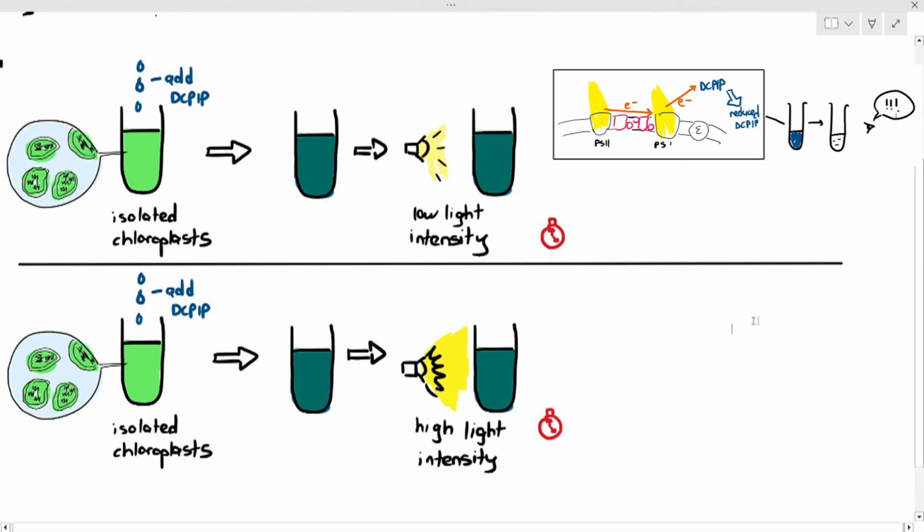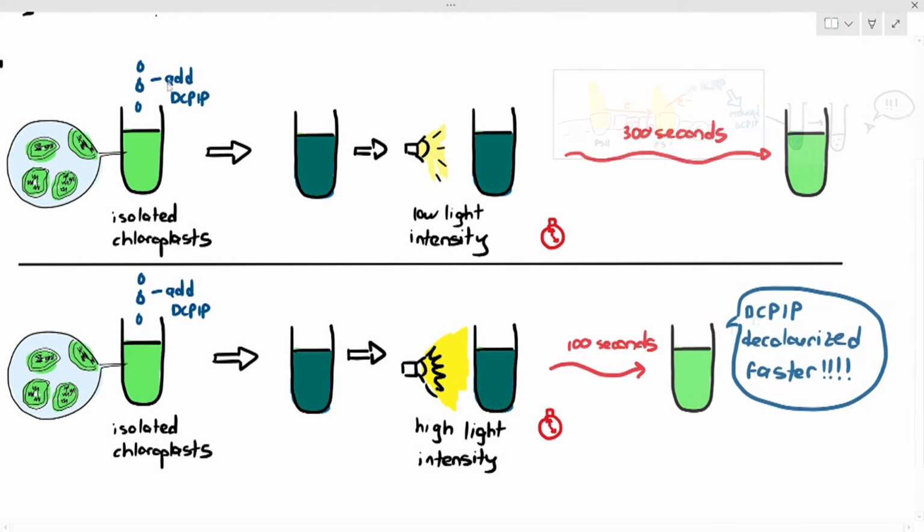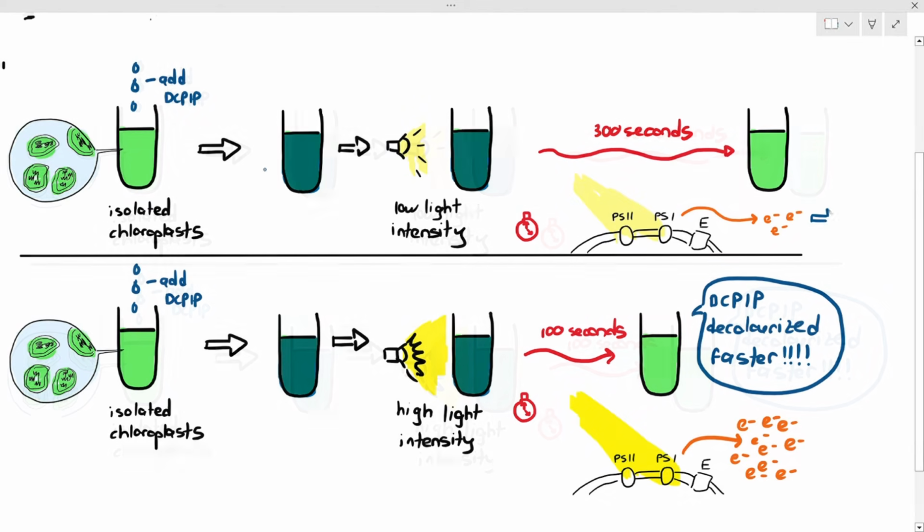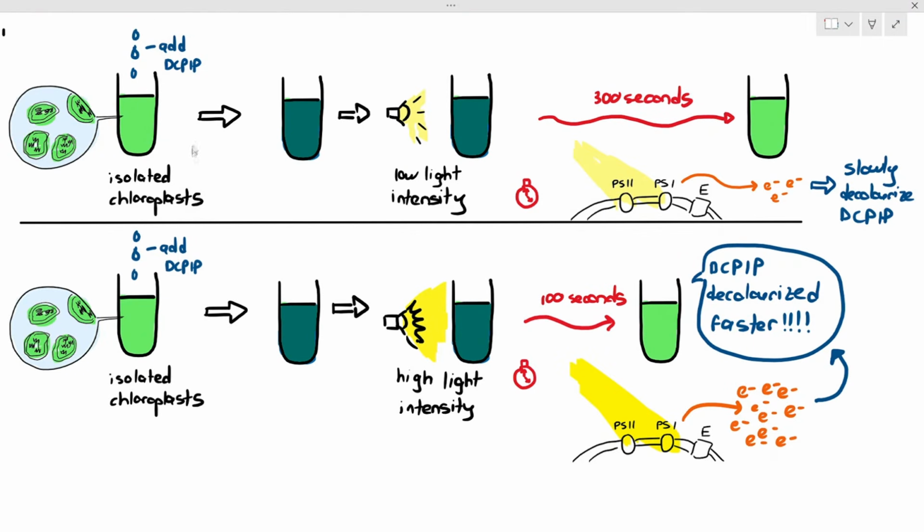And why did it turn colorless? Well, because DCPIP was receiving the electron during light-dependent reaction. And as you can see here, the test tube at the top took about, let's say, 300 seconds to fully decolorize, but the test tube at the bottom only took about 100 seconds to decolorize. So what does that tell us? It tells us that the test tube at the bottom has a higher rate of light-dependent reaction because the decolorization happened much faster. That's all we have to know about measuring the light-dependent reaction using redox indicators such as DCPIP or methylene blue.